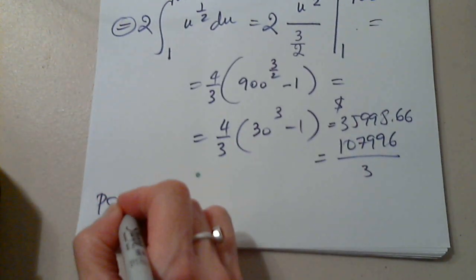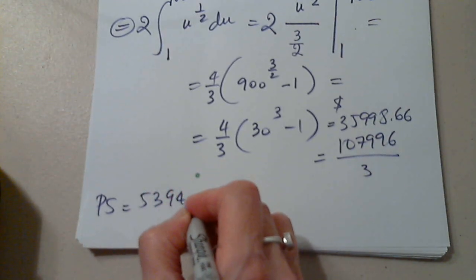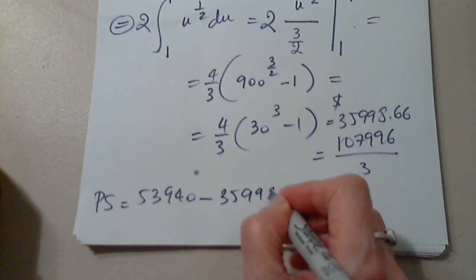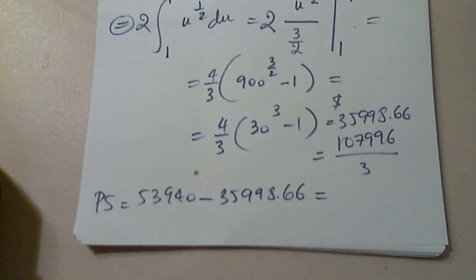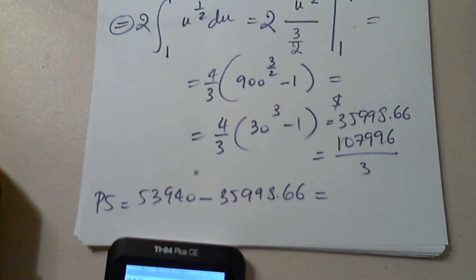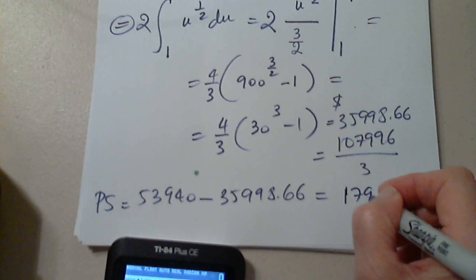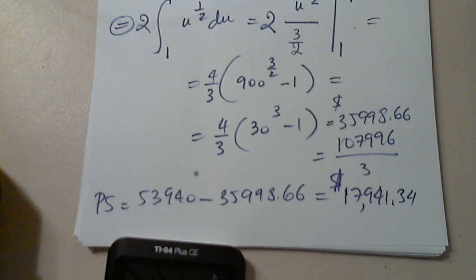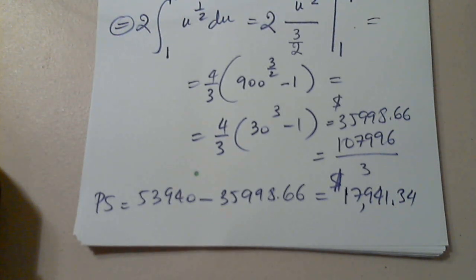The producer surplus equals 53940 minus this 35998.66. Whatever that is. Lazy people use calculators like me. Minus 35998.66. So I got 17941.34. We'll check it in a moment. So this is what they pocket without giving us anything. This is, if you want, their little bonus.